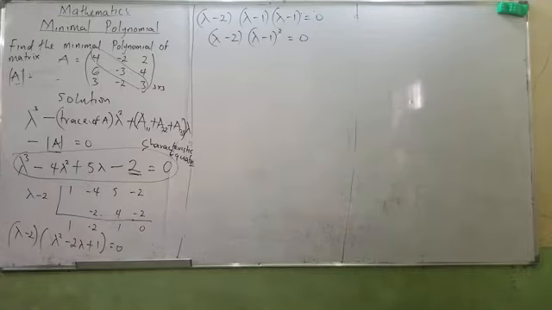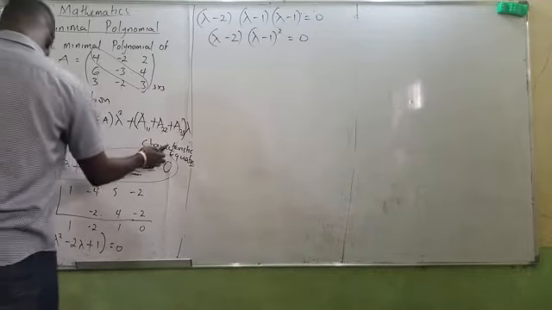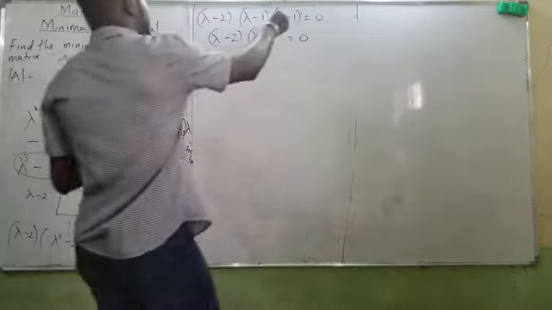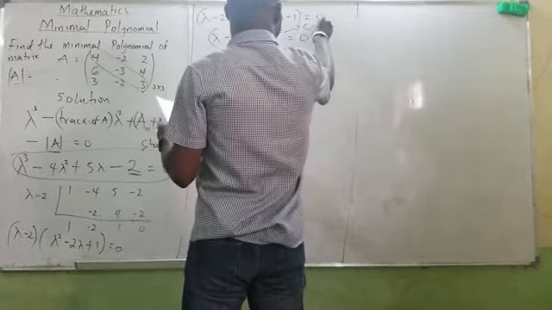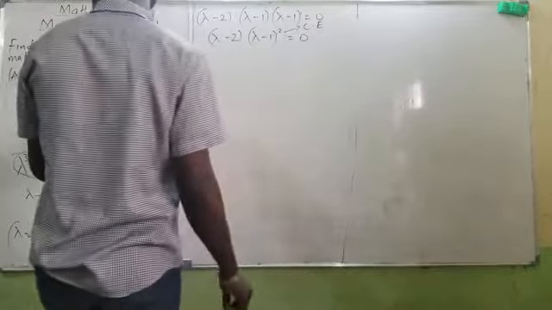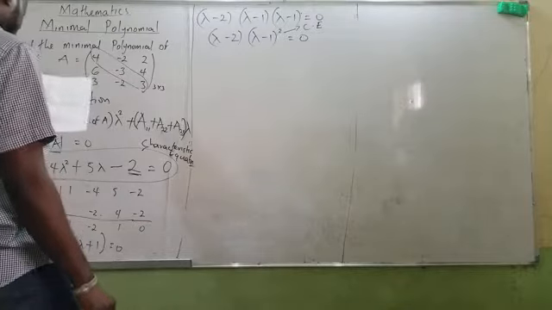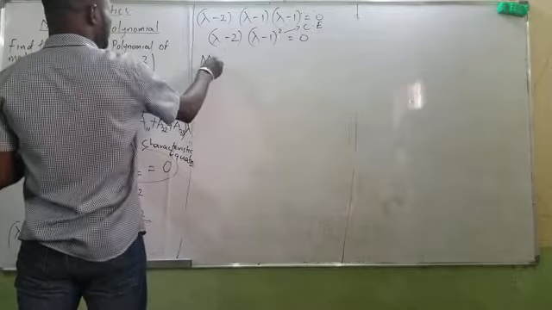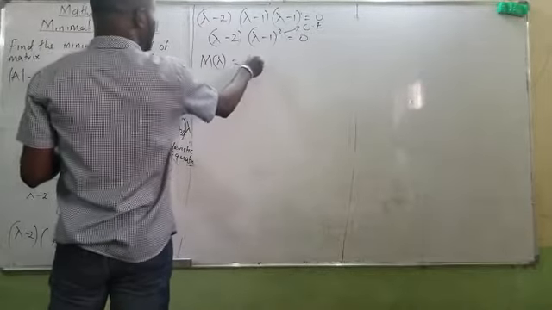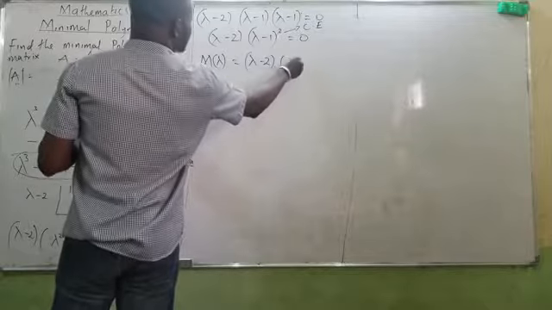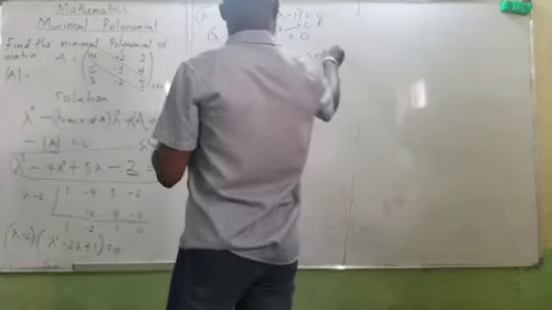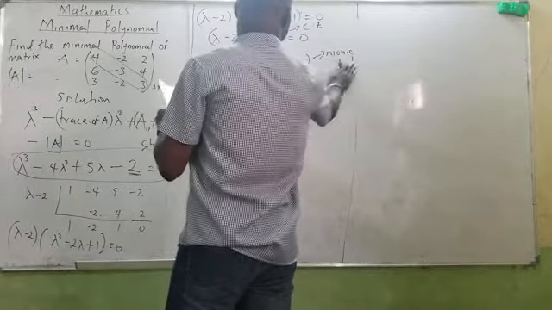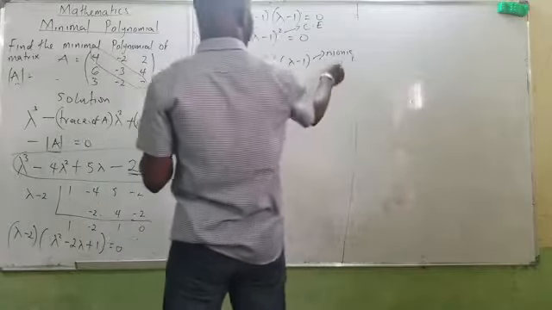Now, at this point, don't forget, I call this characteristic equation. Take note of that. Characteristic equation. And when I'm having it in the form of m of lambda, which equals lambda minus 2, bracket of lambda minus 1, this is called monic polynomial.